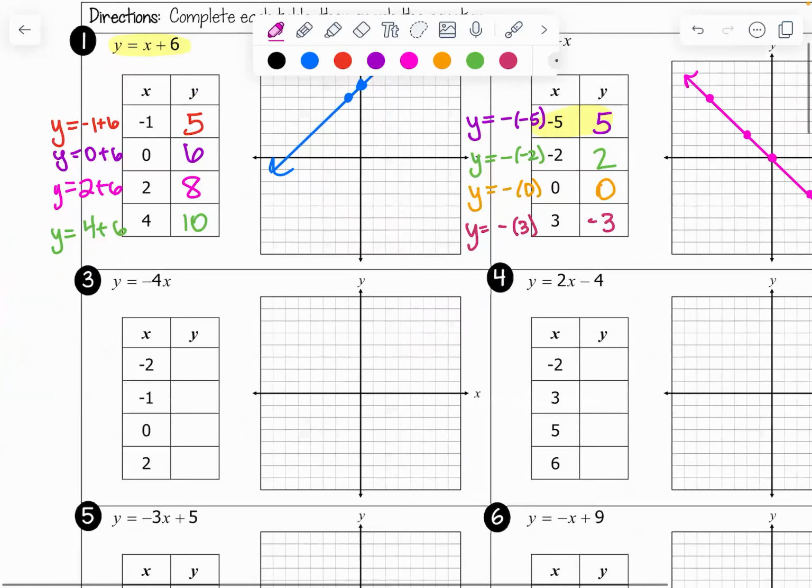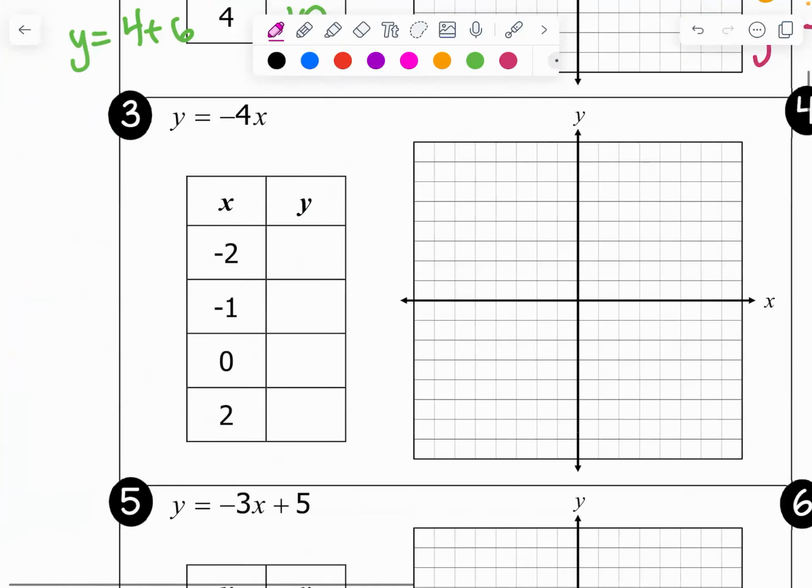Okay. All right, let's look at number 3. Okay, remember, if we're replacing x with a number, we need to do it using what? Starts with a P.